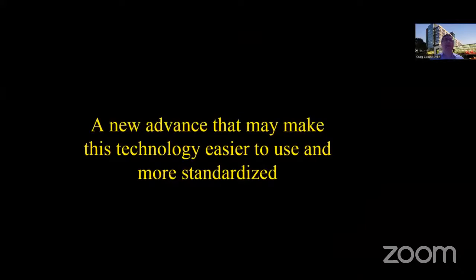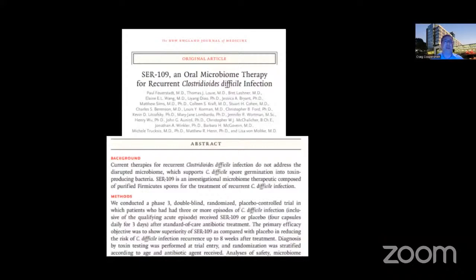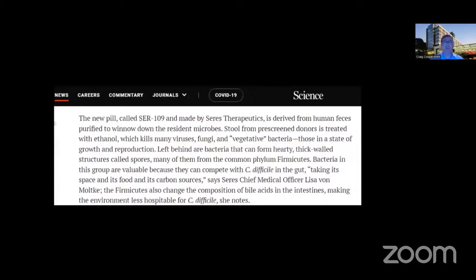So here's a new technology that may make the technology easier to use and actually more standardized. This came out this year, published in the New England Journal of Medicine, SER 109, an oral microbiome therapy for recurrent C. difficile infection. Once again, not in ICU patients, but important. This is a phase 3 double-blinded randomized placebo control in which patients had 3 or more episodes of C. diff, in which they were randomized to either SER 109 or placebo. And I actually find the best description of this not in the paper, but in an editorial that came out in Science.